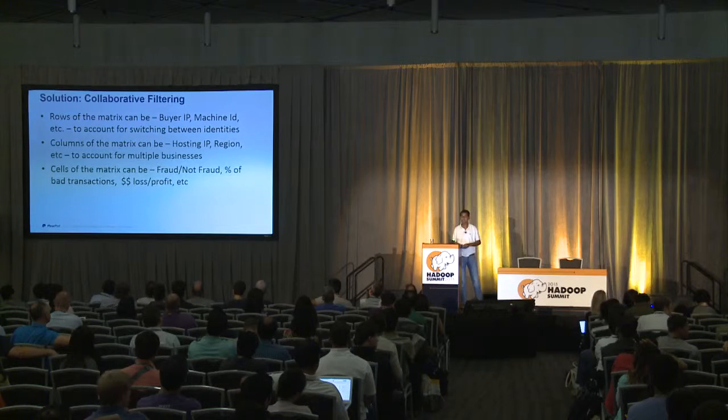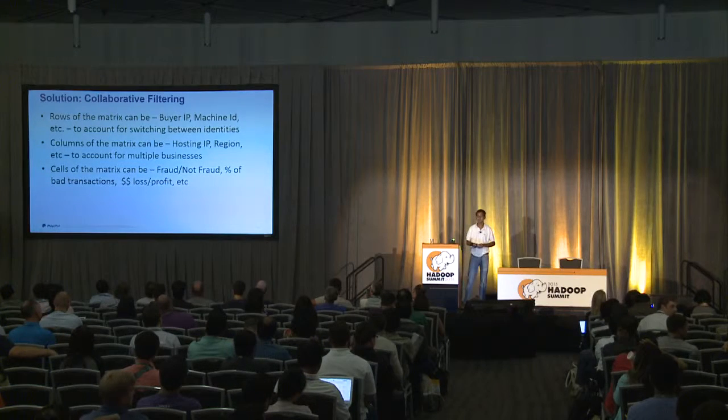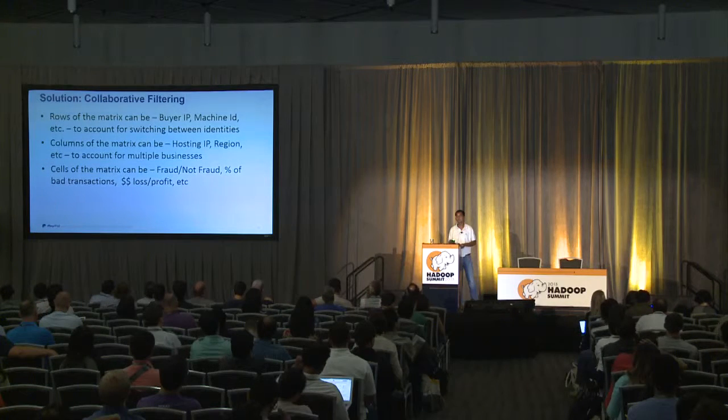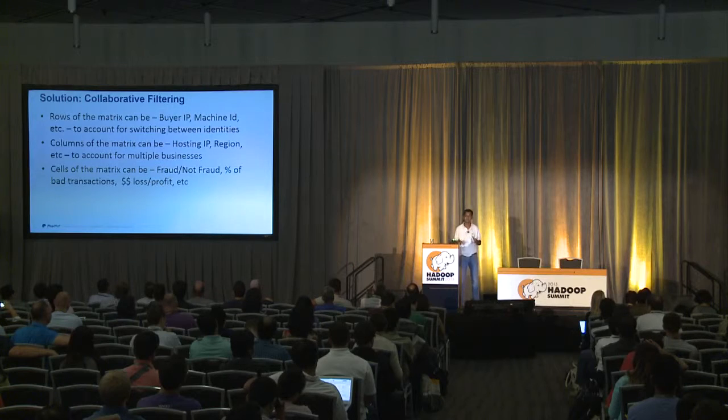Then the cells of the matrix don't always have to be fraud or not fraud. It can be the percentage of bad transactions. It could also be how much loss we suffered between the respective buyer and seller.